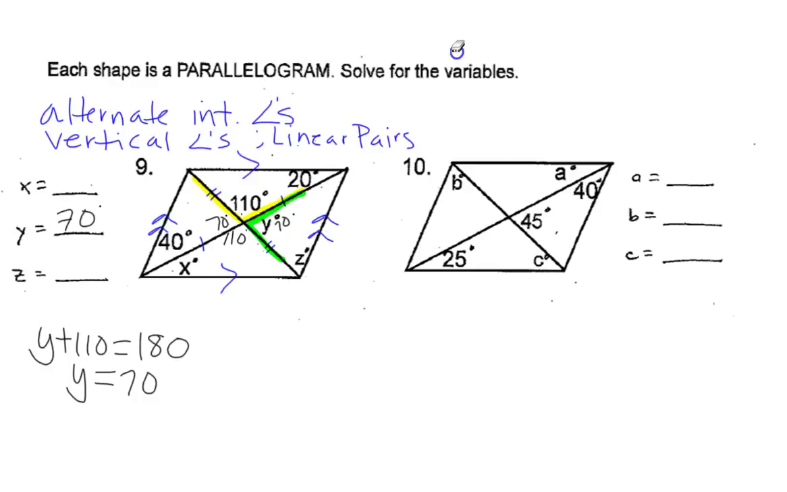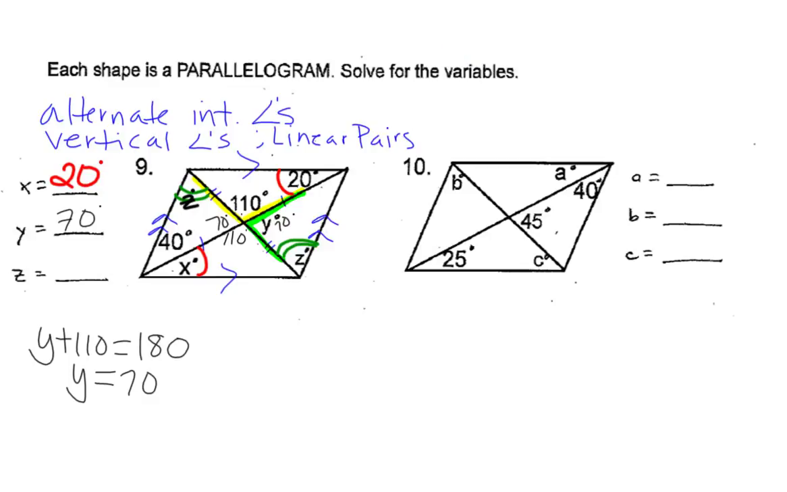Then I need to try to figure out how I can get X and Z. Well, this one and this one are congruent because they're alternate interior angles. So X has to be 20 degrees. If I think about that same concept, this one and this one have to be the same because those are alternate interior. So that has to be the same as whatever Z is.